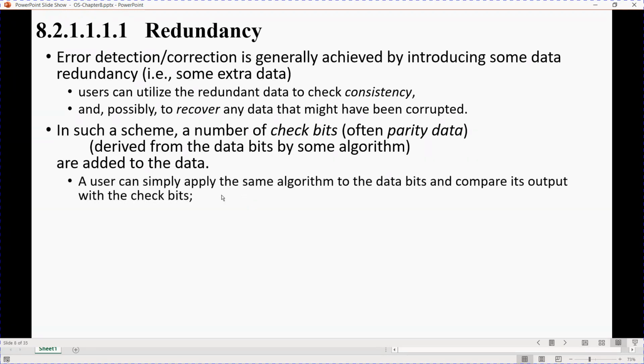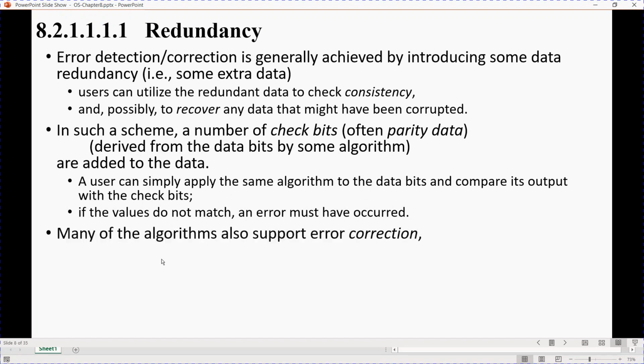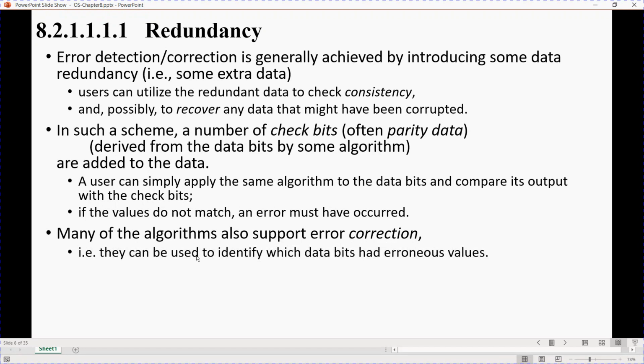The user then can use the same algorithm on the data bits, and compare the output of the algorithm with the check bits in the data. If the values don't match, there must have been corruption, some kind of error in the data. Many of the algorithms used also support error correction, identification of where the error occurred, which bits were problematic.